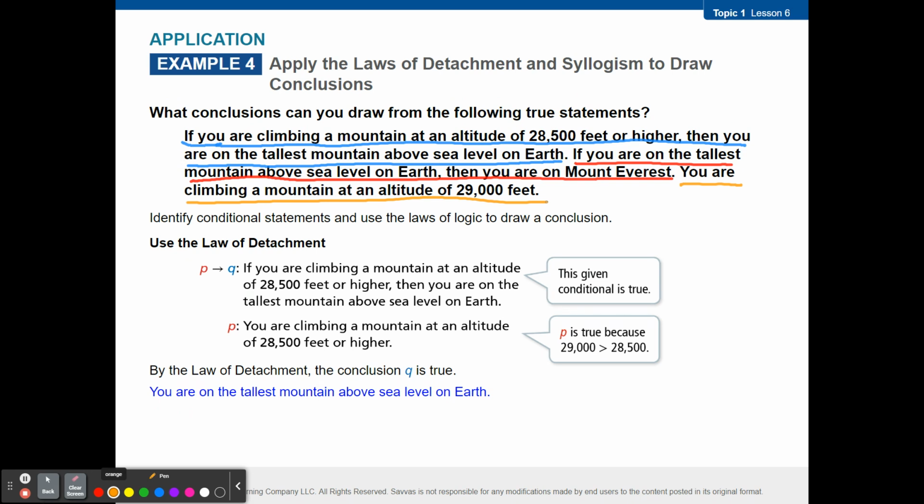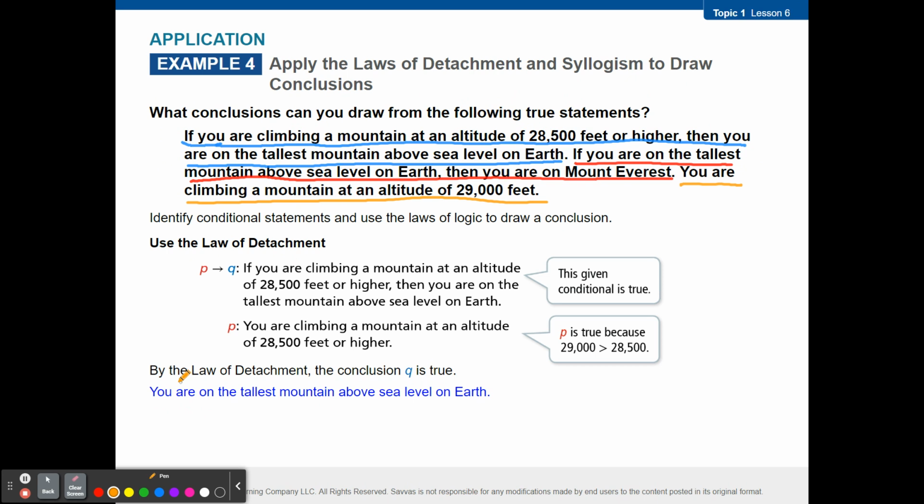So it's giving you 2 conditionals, but then it's tacking on this little comment at the end for the law of detachment. The first thing is you need to use the law of detachment because that helps get rid of that one part. If you are climbing a mountain that has an altitude of 28,500 feet or higher, then you are on the tallest mountain above sea level on Earth. So you're talking about this conditional in blue. But then they're giving you this other part in orange, where it says you are climbing a mountain at an altitude of 29,000 feet.